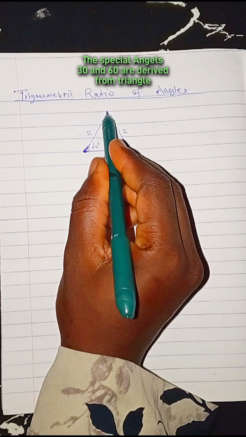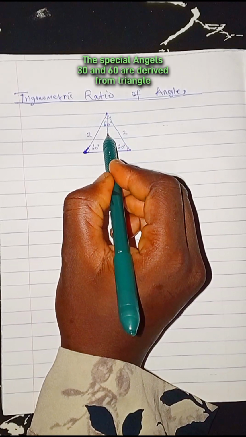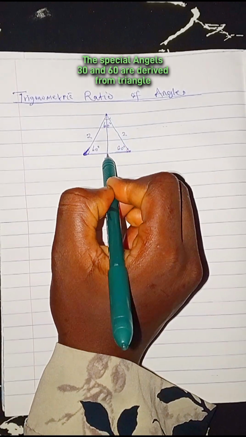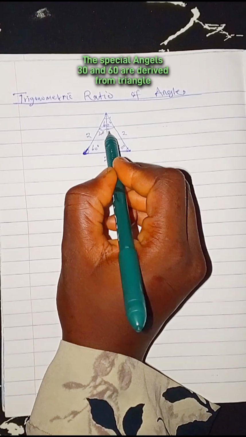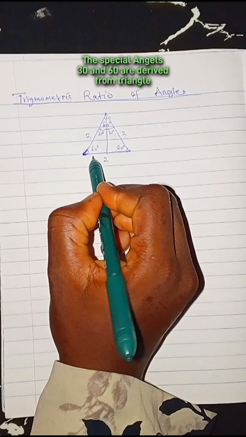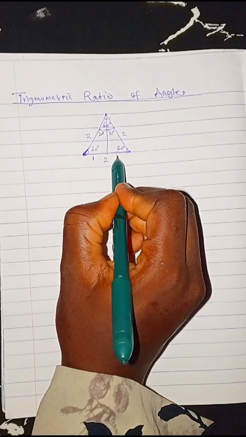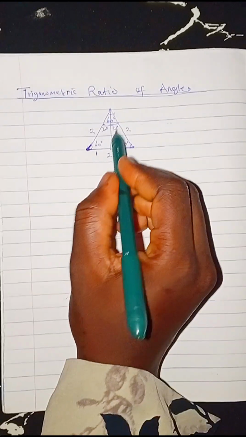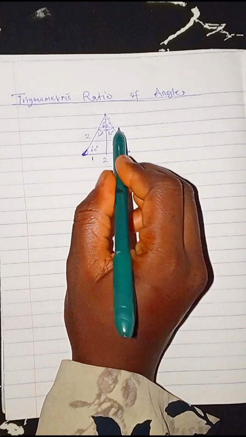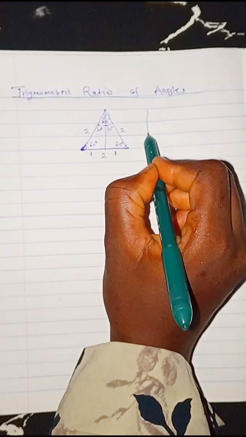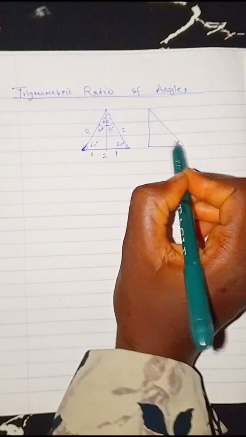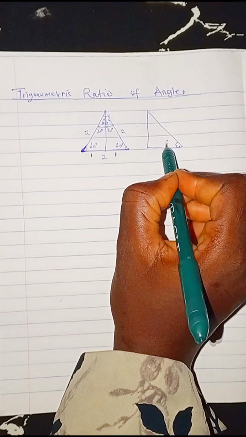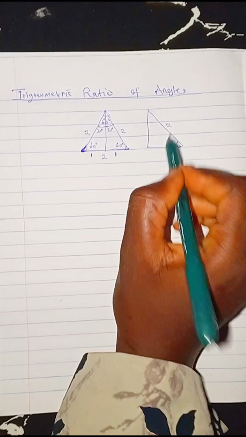So if I divide this triangle, since I divide it, here will now be 30 degrees. This side will also be 30 degrees. And this side will be 1. This side will also be 1. Consider this portion, which is of the form of a right angle triangle. If I remove this portion out, this is how it will look like.